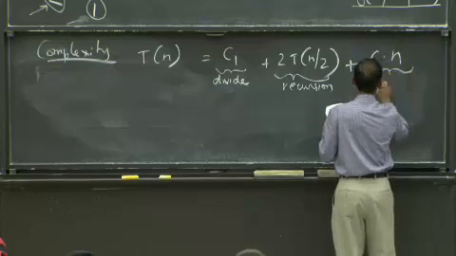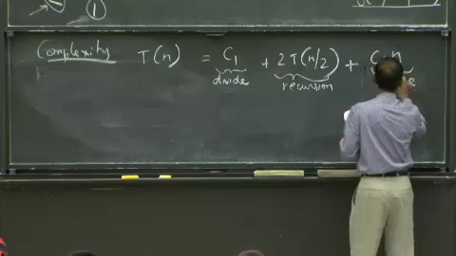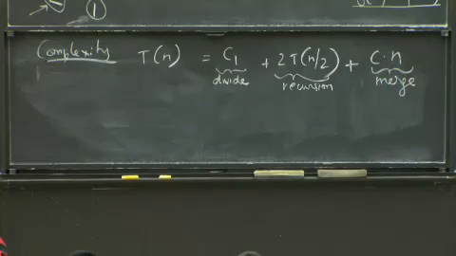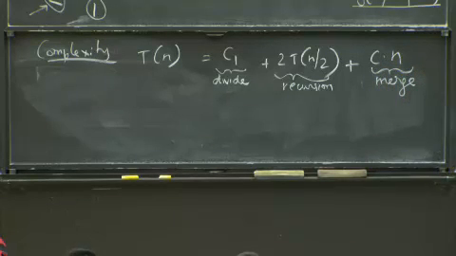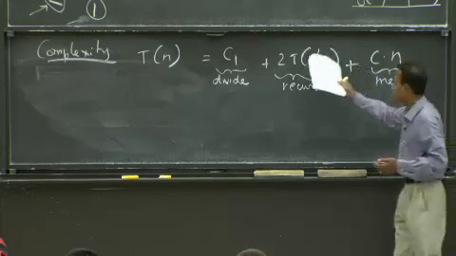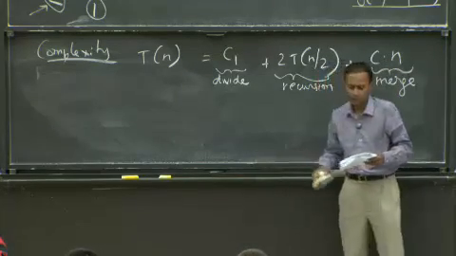And I'm going to have c times n, which is the merge part. Okay? And that's some constant times n, which is what we have here with respect to the theta n complexity. So you have a recurrence like this, and I know some of you have seen recurrences in 6.042, and you know how to solve this.